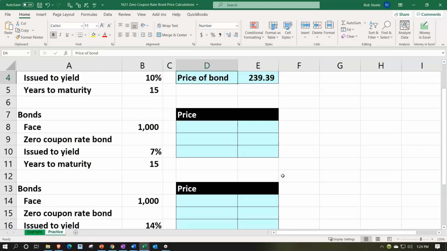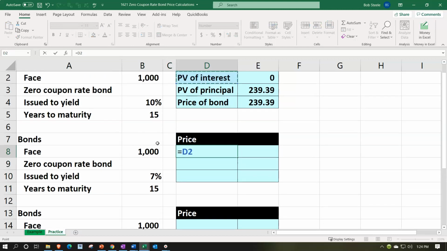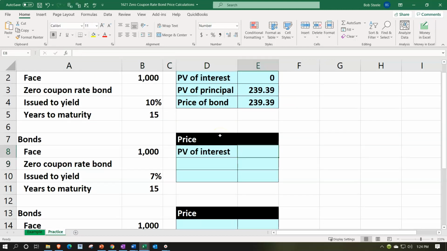But let's just do it again. Let's imagine now the rate is 7%. So face amount is the 1,000. There's no coupon rate. We're talking basically the market rate, issued to yield the 7%, and then the years to maturity are 15. So same kind of thing. We're going to say that means the present value of the interest is 0 because we don't have a rate on the bond. It's a no coupon rate bond.